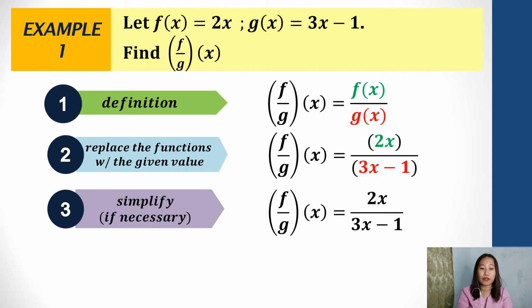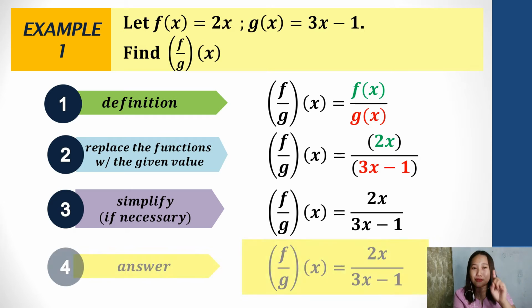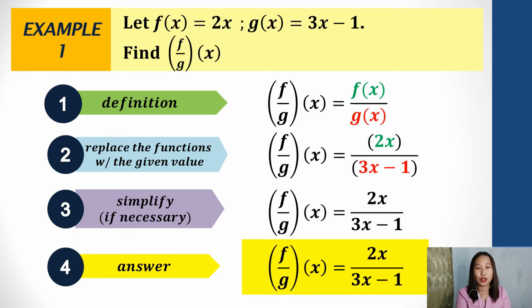So, f over g of x, copy na lang natin, 2x over 3x minus 1. Okay? So, we have the final answer. F over g of x equals 2x over 3x minus 1. So, ganyan sa pagdi-divide. Pag sa tingin mo ay hindi na siya masisimplify, leave it. Ganyan na siya. Okay na yan.